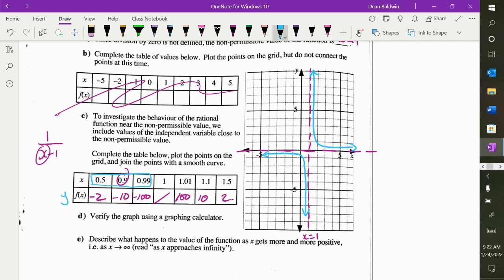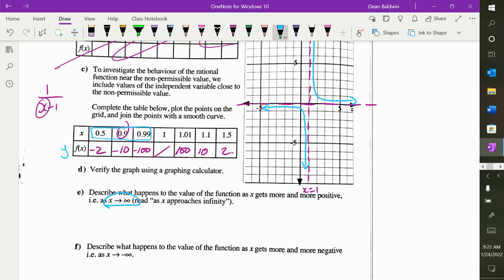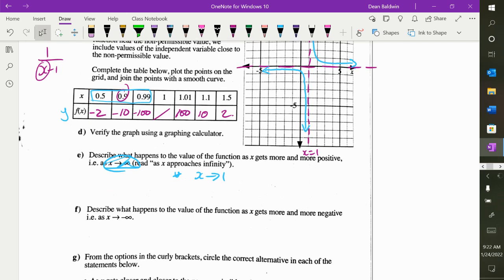So we would say that as x gets closer to 1, y goes to infinity. As x goes to 1, this is kind of bordering on calculus notation, but that's okay. I'm just going to use the notation. So this is calculus notation. I'm not going to ask you to repeat it on a test.